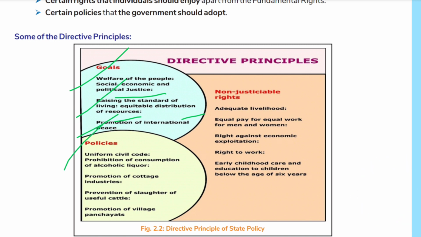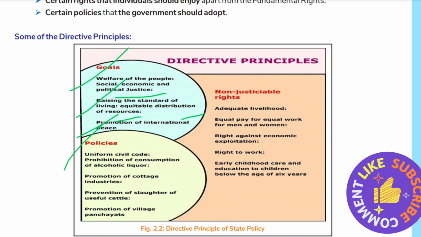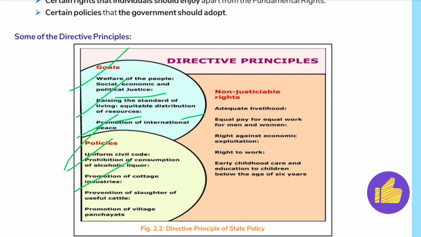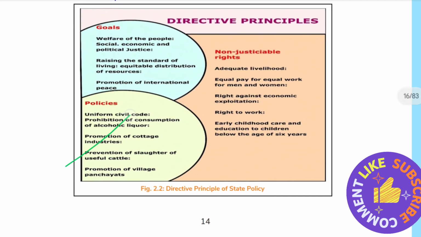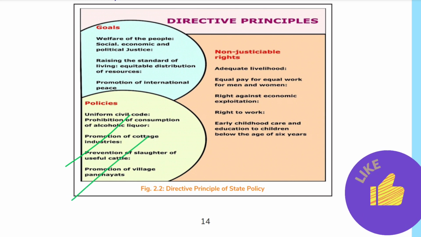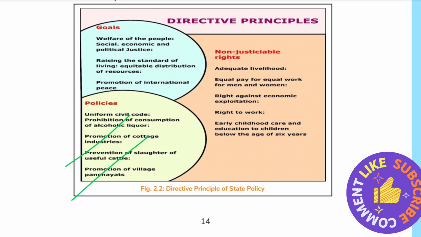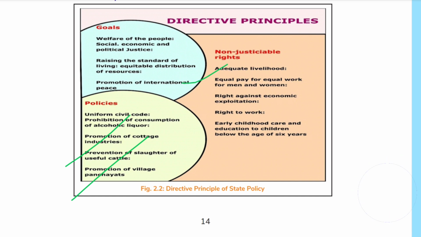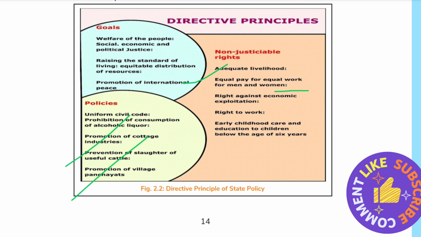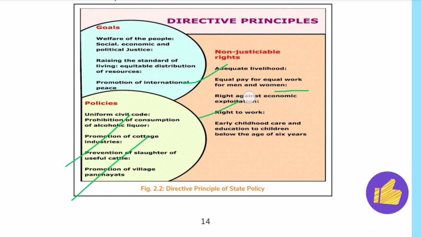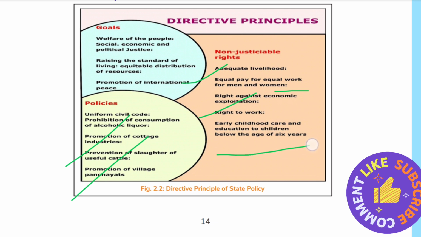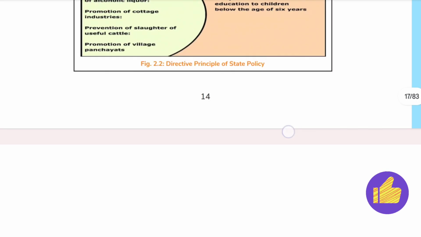Policies: uniform civil code, prohibition of consumption of alcoholic liquor, promotion of cottage industry, prevention of slaughter of useful cattle, and promotion of village panchayats. So what are the non-justiciable rights? Adequate livelihood, equal pay for equal work for men and women, right against economic exploitation, right to work, and early childhood care and education for children below the age of 6 years.